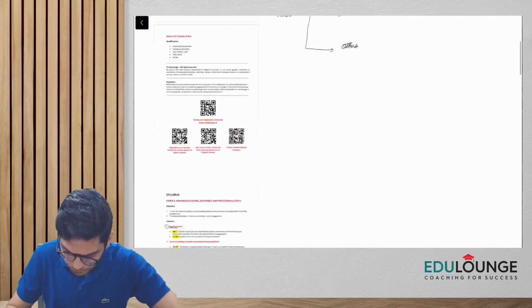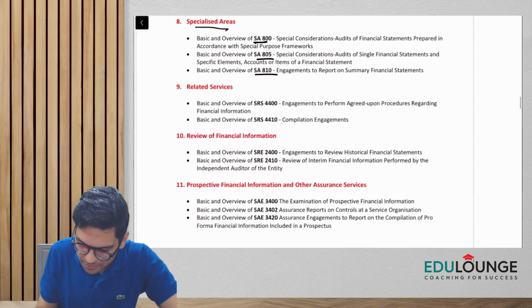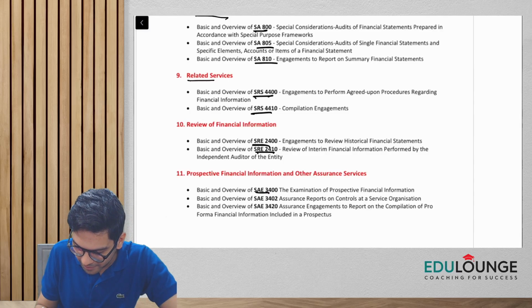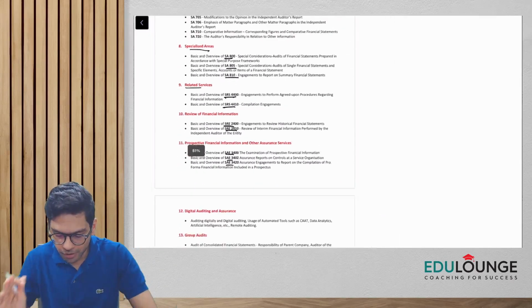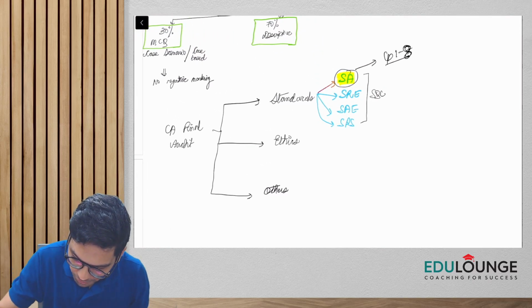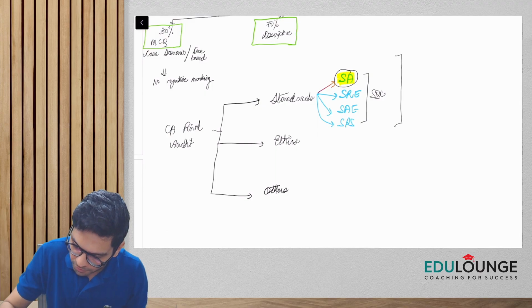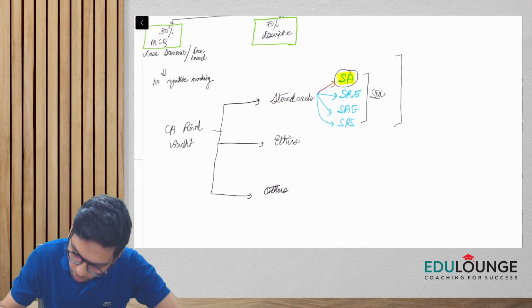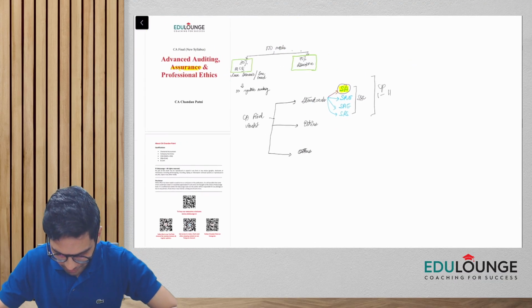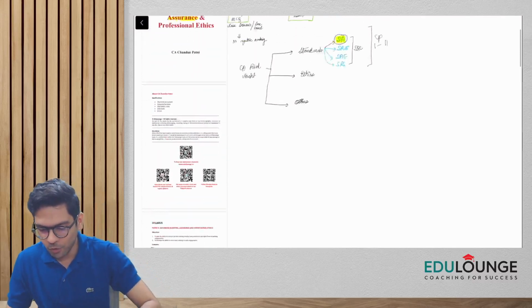Now in the other chapters, if you see, we have standards on related services, SRS, standards on review of financial information, SRE, then we have SAE also. So in short, guys, if I say this entire first part, these are covered in which chapters? From chapter number 1 to chapter number 11. Yes, from 1 to chapter number 11.